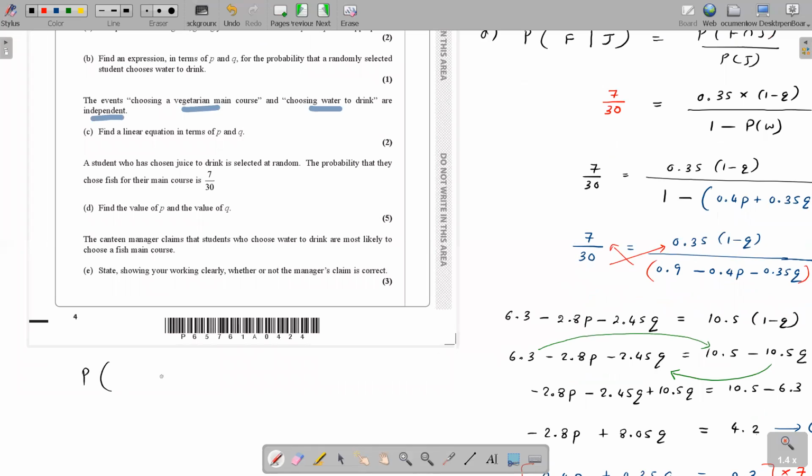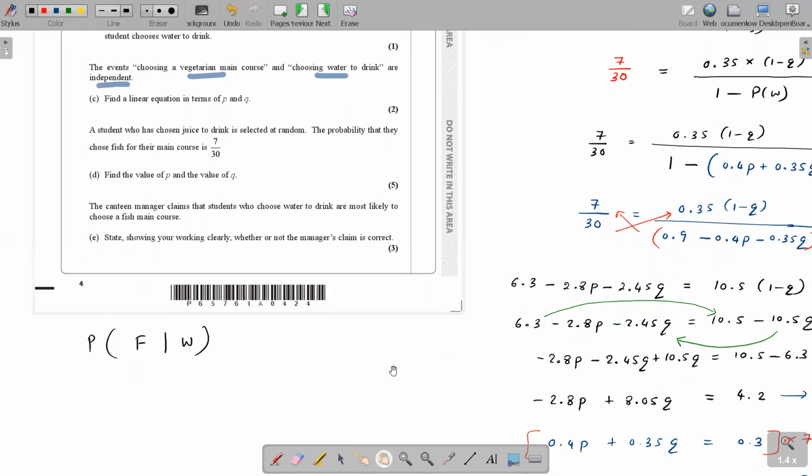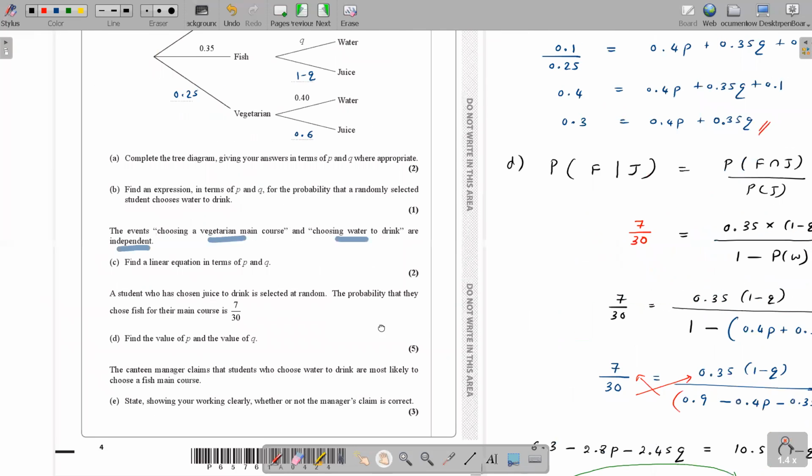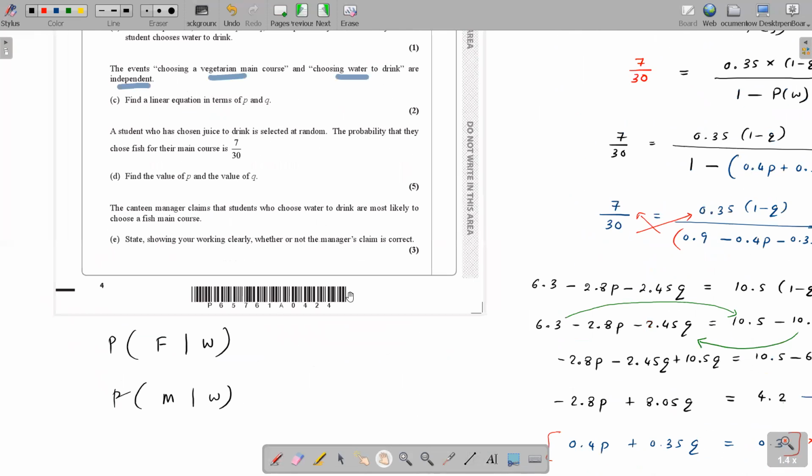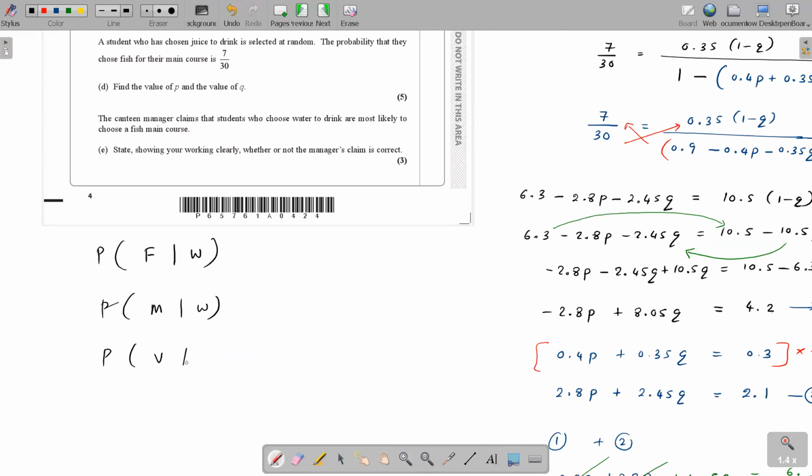So what is the manager saying? Out of the people who drink water, he says they are most likely to choose fish. So here, fish given water, he says this probability is the highest. How do you say whether what he's saying is true or not? You check the other options. What are the other options that a student who drinks water has? They can eat either meat and water, or vegetarian and water. So the students who drink water, these are the options they have.